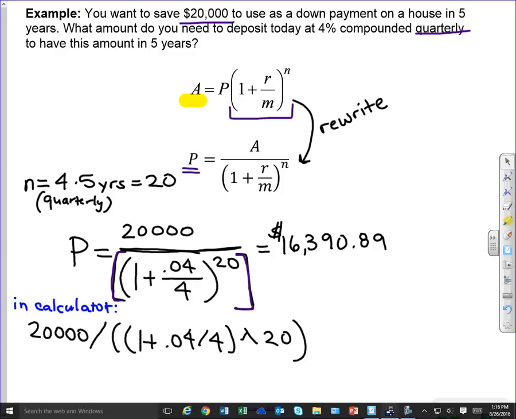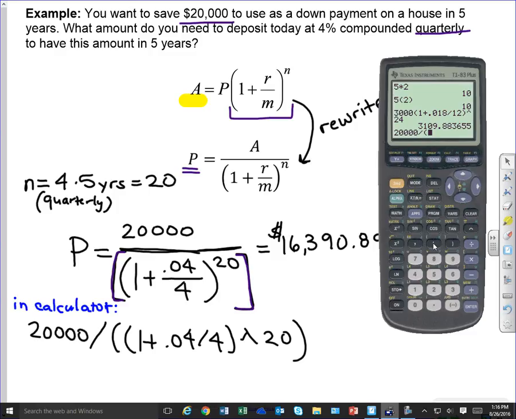So let me get my calculator back up here. We do 20,000 divided by, and then a parenthesis. This first parenthesis says this whole thing is in the denominator. The second parenthesis sets apart this to be raised to the power of 20. So then we have 1 plus 0.04 divided by 4. Close your parenthesis, raise it to the power of 20, and then close your parenthesis so that you have finished the whole denominator. You can see you have 2 left parentheses and 2 right parentheses, so all your parentheses are closed. And then that's your answer, 16,039.